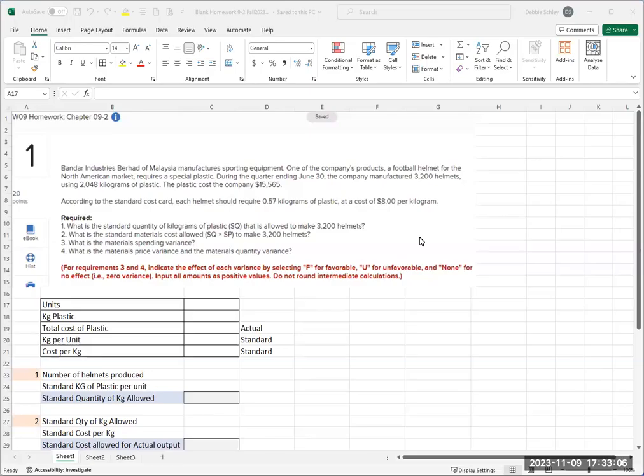This is going to be a homework walkthrough for homework chapter 9-2. We'll start with question 1.